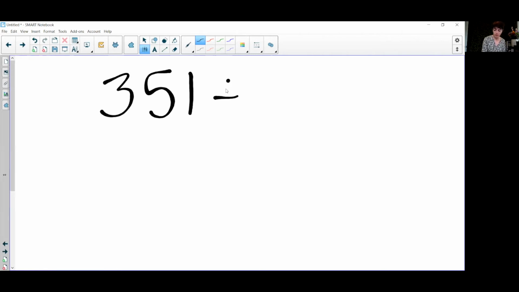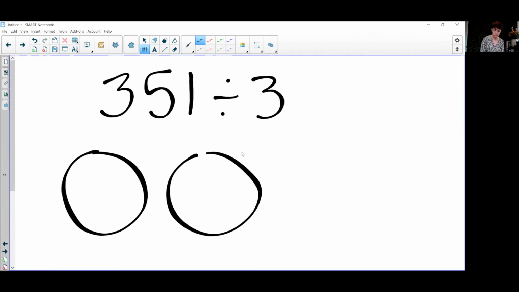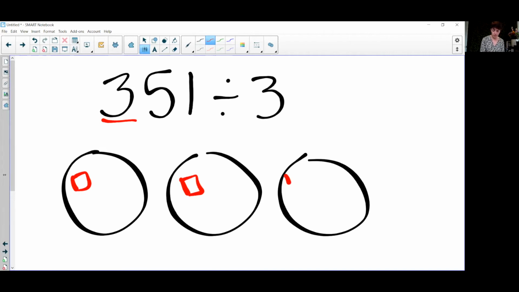We're going to try the problem 351 broken down into 3 groups. Now, we're going to do this the same way we did before. We're going to start with 3 groups: 1, 2, 3. I start with my largest place value, the hundreds: 1, 2, 3. And then I'm going to move along to my tens. But something odd is going to happen with these tens. You might see it already just looking at these numbers and noticing patterns.